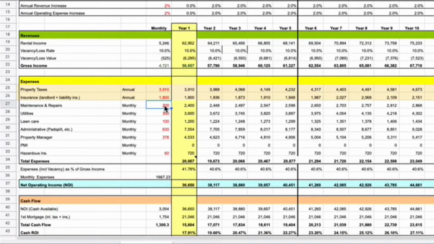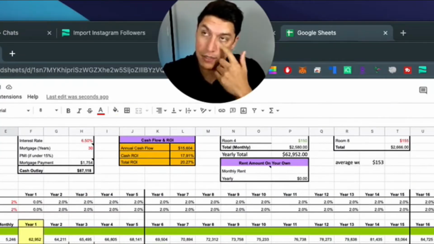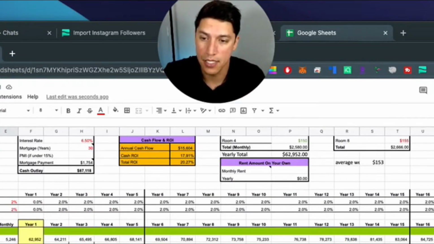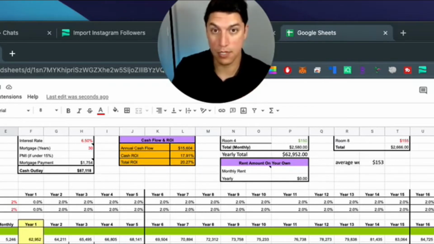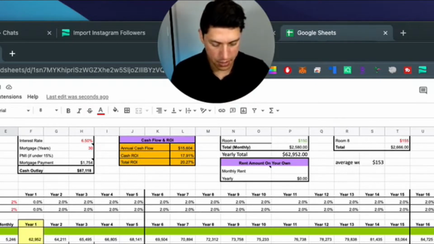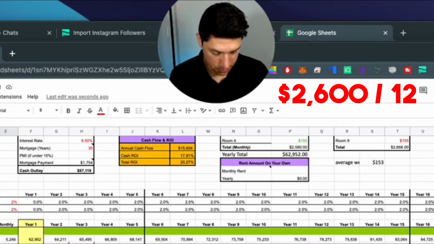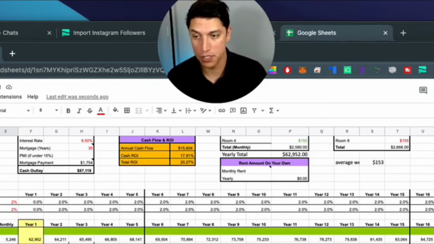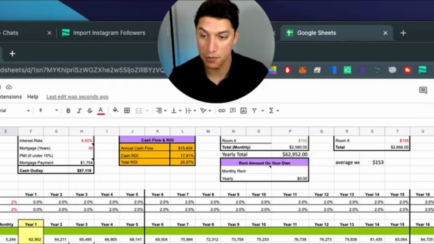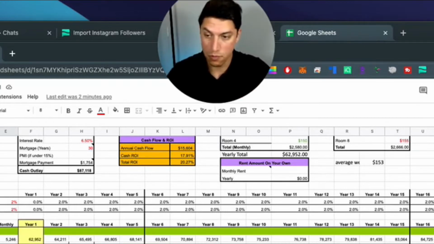Maintenance and repairs, we save away $200 a month. Last year I think we had $2,600 in repairs. So it took like a year and a half of, let's say, a budget. So this is how we came up with the 200. In the past year we spent $2,600. So 2,600 divided by 12 is $216. So we just basically put $200 here for maintenance and repairs per month. That's what we're estimating for reserves.